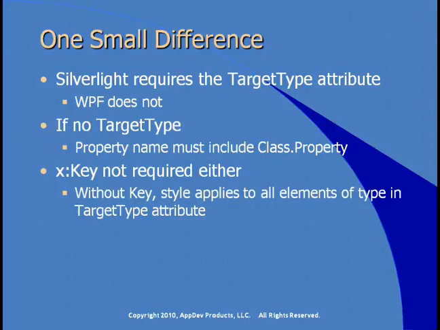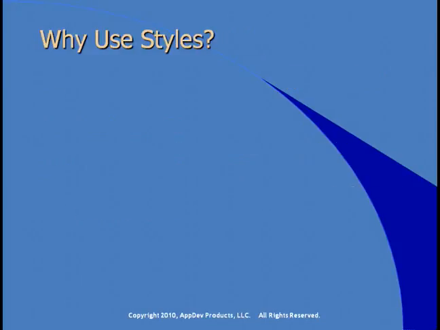So if you don't give a key, it will automatically apply the style to every element whose type is listed in the target type attribute. We'll look at that a little later on in this section.